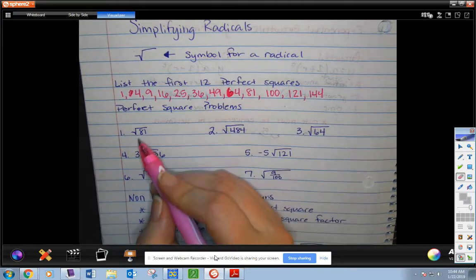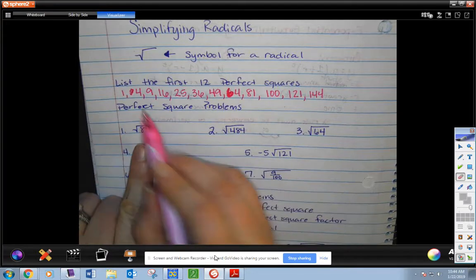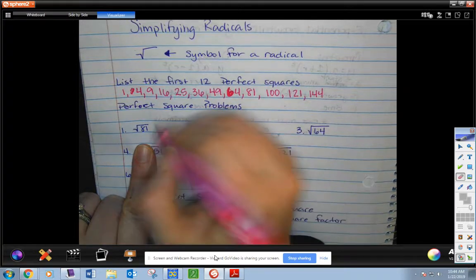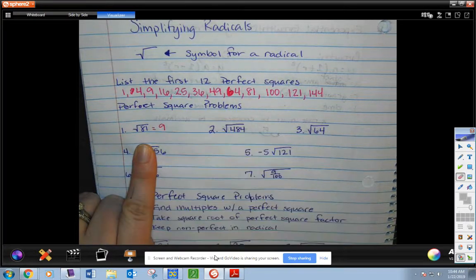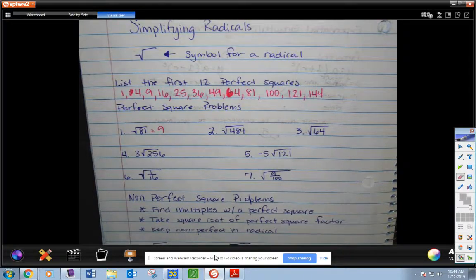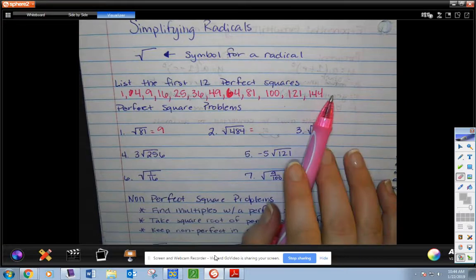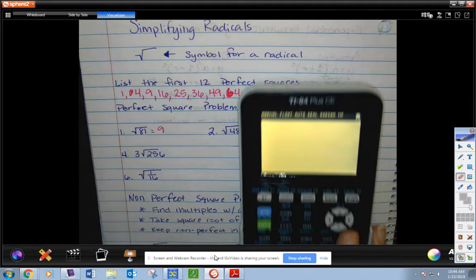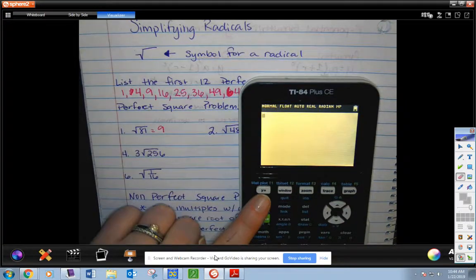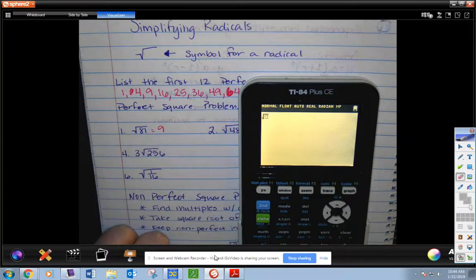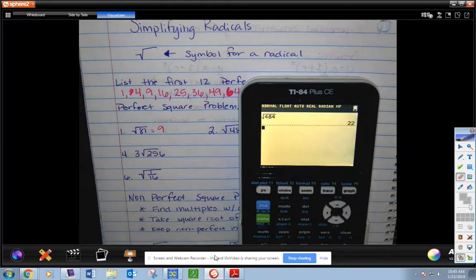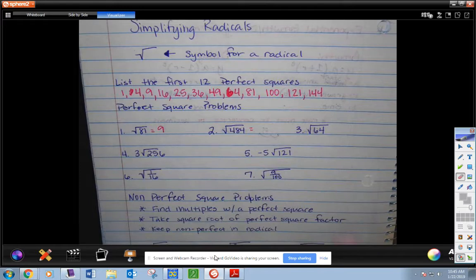So when I say what's the square root of 81? Well, if you look up here, 81 is a perfect square. So the square root of 81 is 9 because 9 times 9 is 81. When I say what is the square root of 484, we didn't list that high. So what you're going to do is grab your calculator. You're going to press second x squared and type in 484 and get your answer. Your answer is 22.